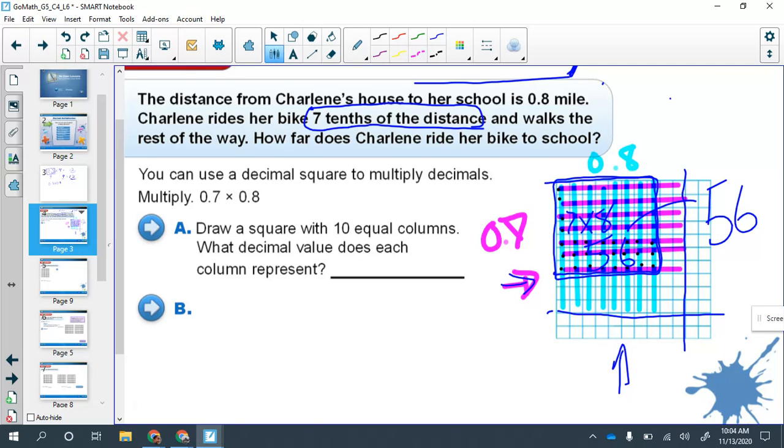Well, remember just a minute ago, we talked about the fact that each one of these units has a value of 1/100th. So if we have 56 of them, then we could say that we have 56 hundredths, right? So we could write that as 56 hundredths. So 7/10 times 8/10 gave us 56 hundredths.